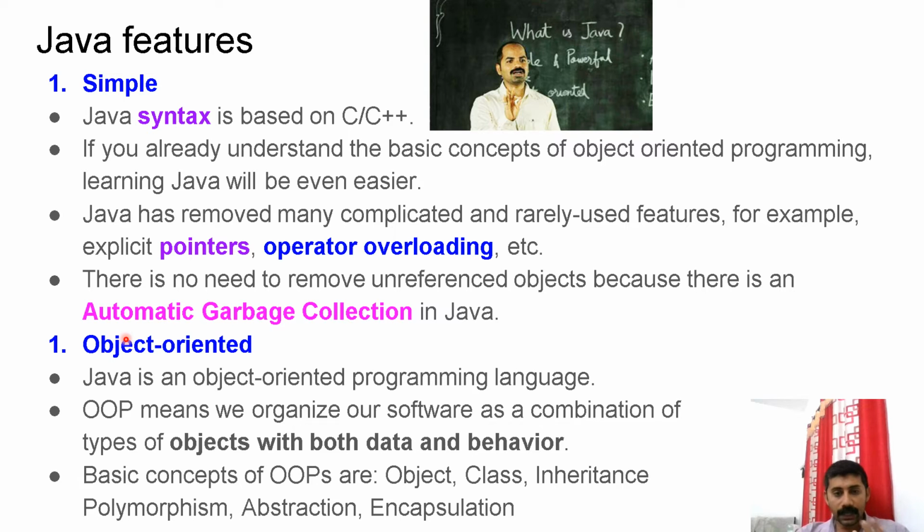Object-oriented, we already said Java supports object-oriented programming. Java is an object-oriented programming language. It is strictly object-oriented. In Java, whatever you do, it will be classes and objects. There is no other way to do programming. But in C++ that was possible. But in the case of Java, that is not possible. Object-oriented programming means we organize our software as a combination of types of objects with both data and behavior. We already learned the basic concepts of object orientation, which means all those features are supported in Java.